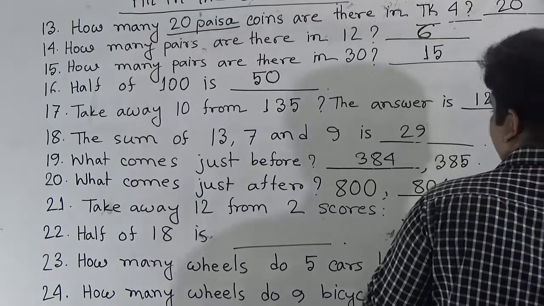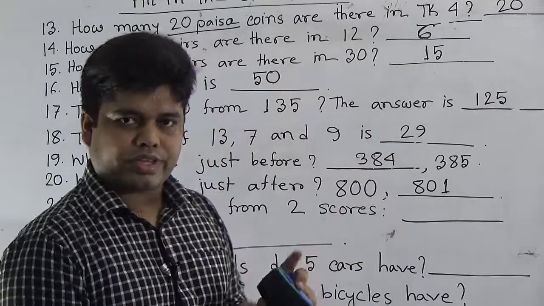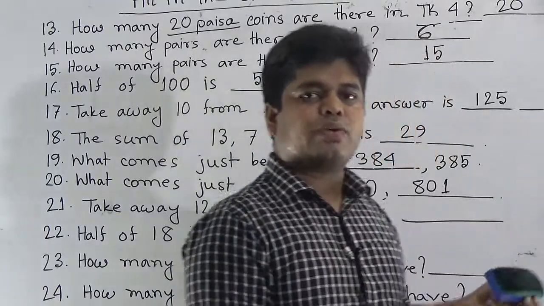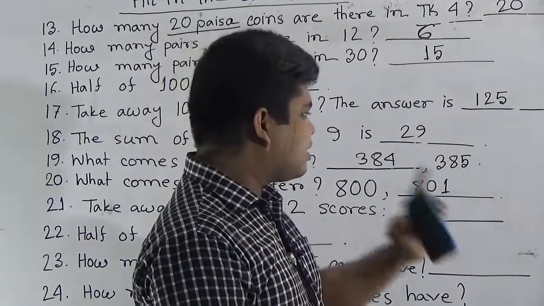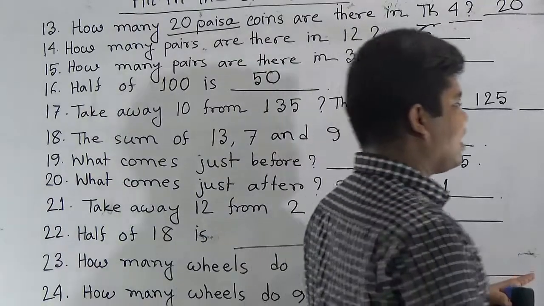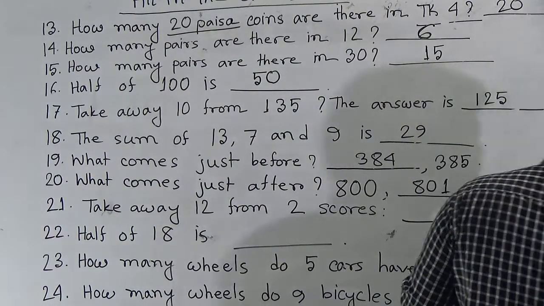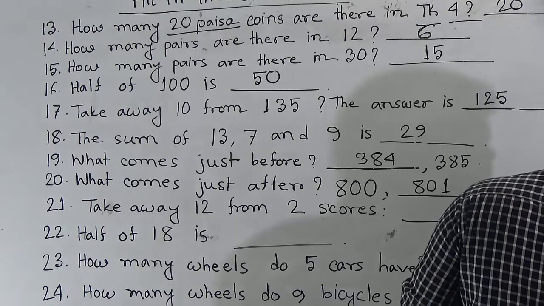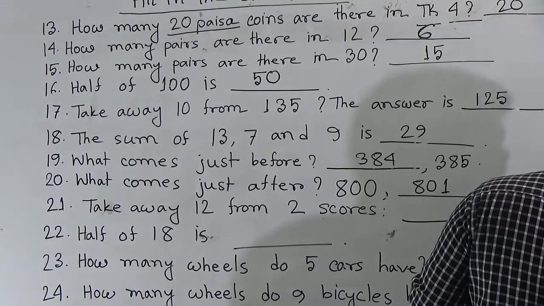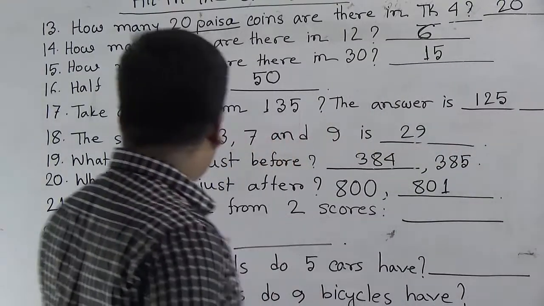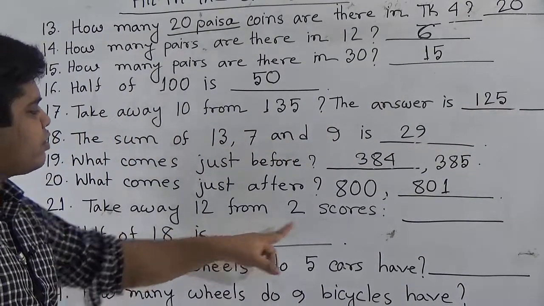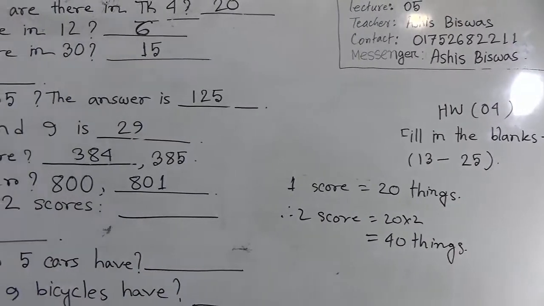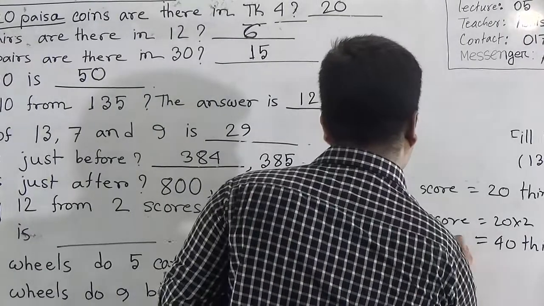My dear students, if 1 score equals 20 things, then 2 scores equal what? We multiply this 20 by 2 and we get the amount of things in 2 scores. So 2 scores equal 20 multiplied by 2, that means 40 things. Okay. Now take away 12 from 2 scores. So we subtract 12 from 40 and we get the answer. That means 40 minus 12.